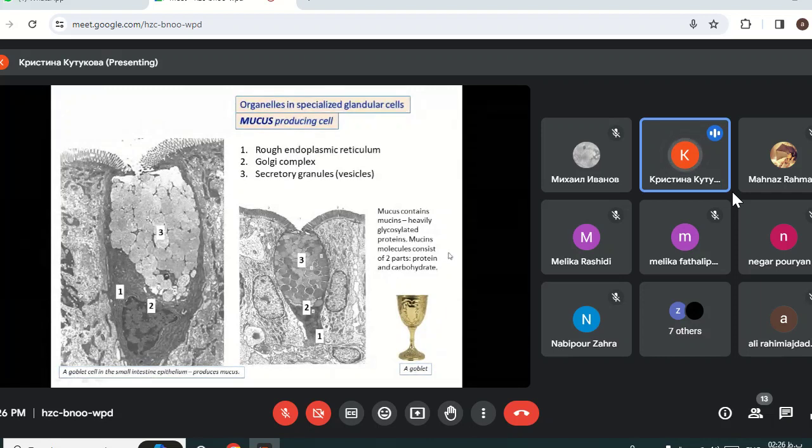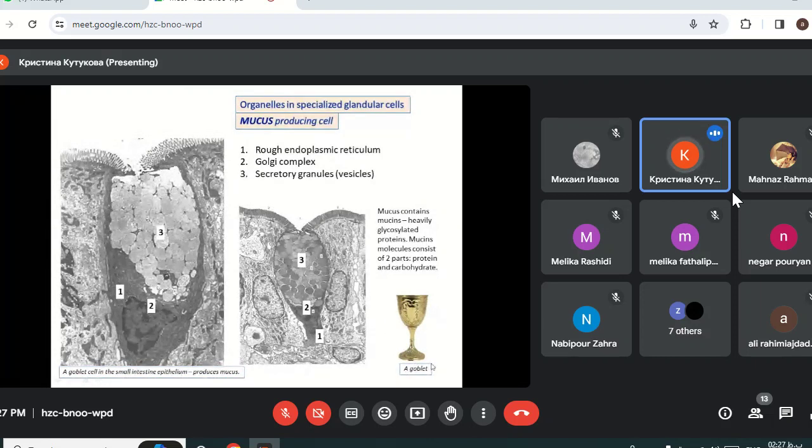And now you know that such a cell should have two well-developed organelles. One for production of the protein molecule, it will be rough endoplasmic reticulum, and the second portion of the mucin molecule is carbohydrate, and we know that the Golgi complex is for production of the carbohydrates of mucus, and also secretory granules or vesicles. So an example of such a mucus-producing cell is the so-called goblet cell, which is shown in both pictures here.